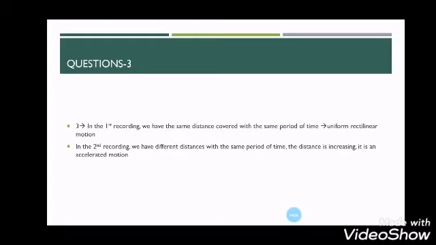Whereas in the second recording, we have different distances with the same period of time. So it's not a uniform rectilinear motion. It's an accelerated motion because the distance is increasing. So with the same period of time, this object is covering more distance each time. So we have an accelerated motion.